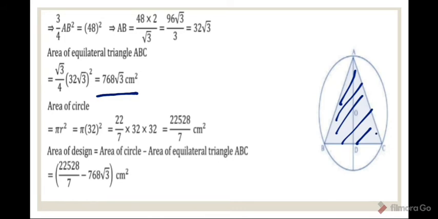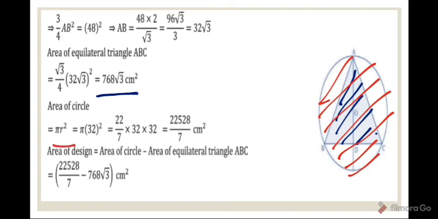Now you have to find the area of the whole circle, which will be equal to pi r square. Just put the value, use 22 by 7 in place of pi. It will be 22528 by 7 centimeter square.